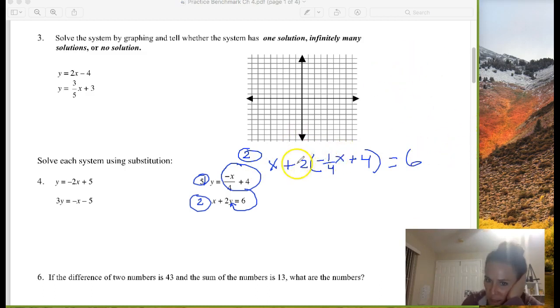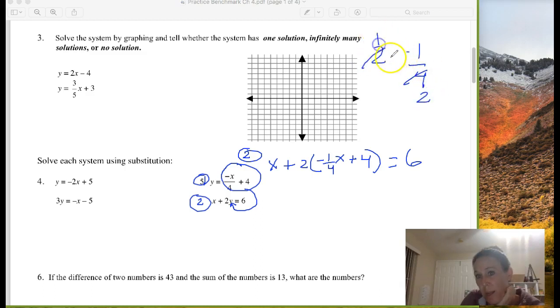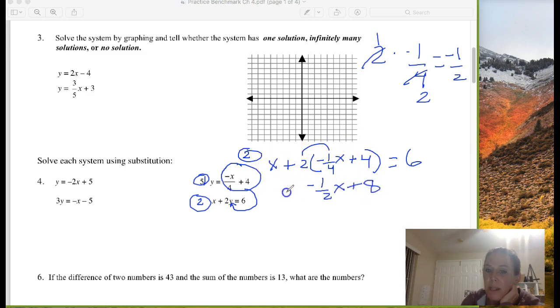2 times this, and then 2 times this. So 2 times this, let's write it up here. 2 times negative 1/4. 2 and 4 would cancel. That becomes 2, and that becomes 1. So I'm left with 1 times negative 1, which is negative 1, divided by 2. So that makes this 1/2. So this becomes negative 1/2 x, and then 2 times 4, it becomes plus 8. I still have this x here, so I have x plus negative 1/2 x plus 8 equals 6.